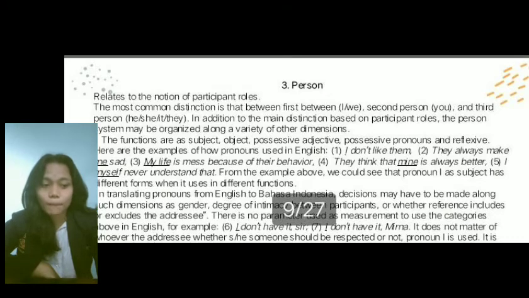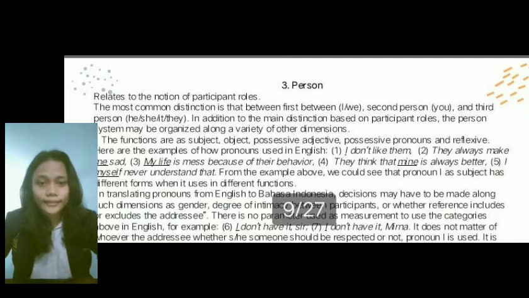Here are examples of how pronouns are used in English. The first, I don't like them. Second, they always make me sad. The third, my life is a mess because of their behavior. Fourth, they think that mine is always better. And the last, I myself never understand that.